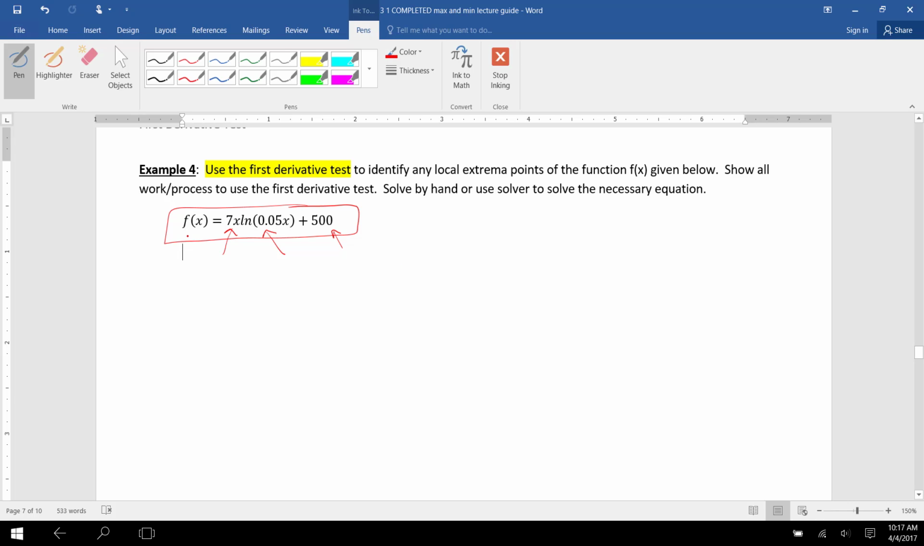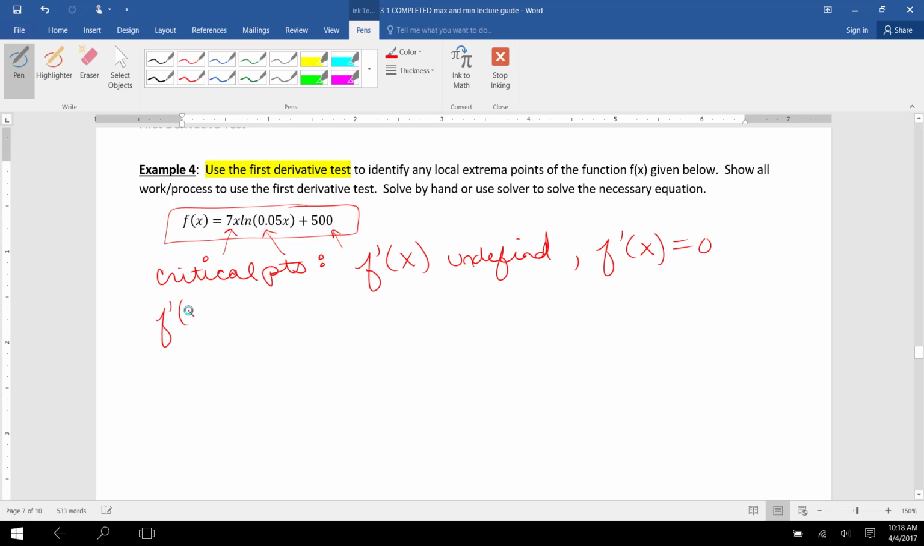All right, so the function f of x is given. To find local max and local min, we know we have to first identify critical points. So that means we need to identify where f prime of x is undefined and also where f prime of x is equal to 0. So first we better find f prime of x.